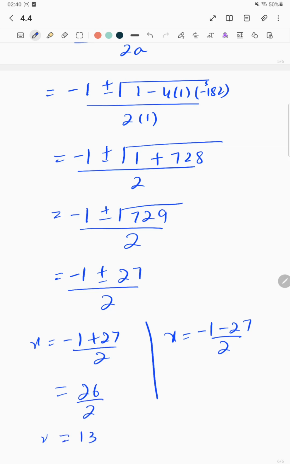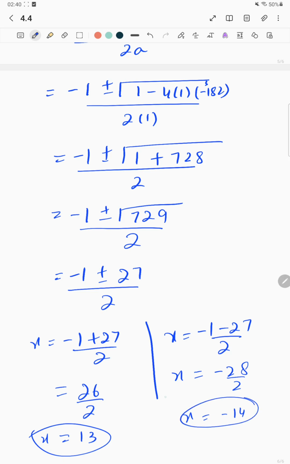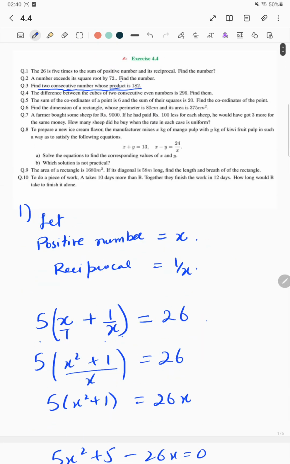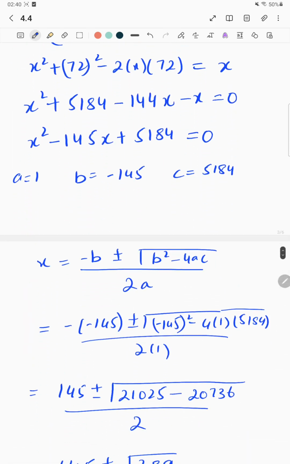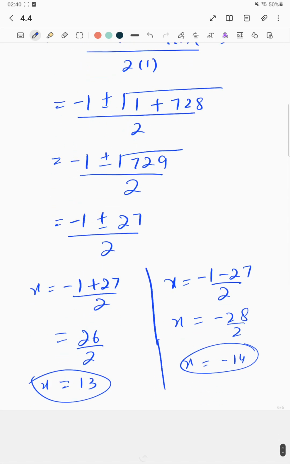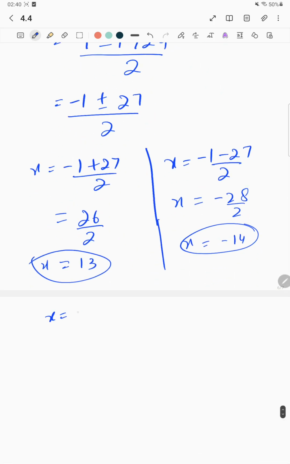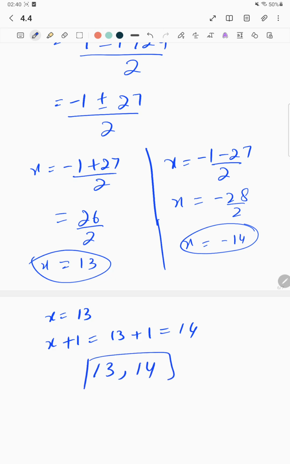Or it's minus 28 over 2. So x is equal to 13 and minus 14. The question was asking to find two consecutive numbers whose product is 182. So the consecutive numbers would be x is equal to 13, and the second number is x plus 1, which is 13 plus 1 equal to 14. So the consecutive numbers are 13 and 14.